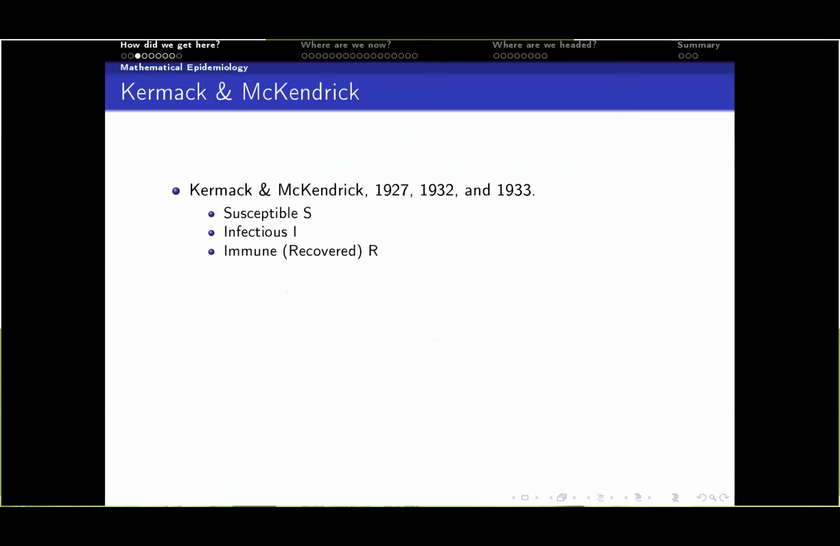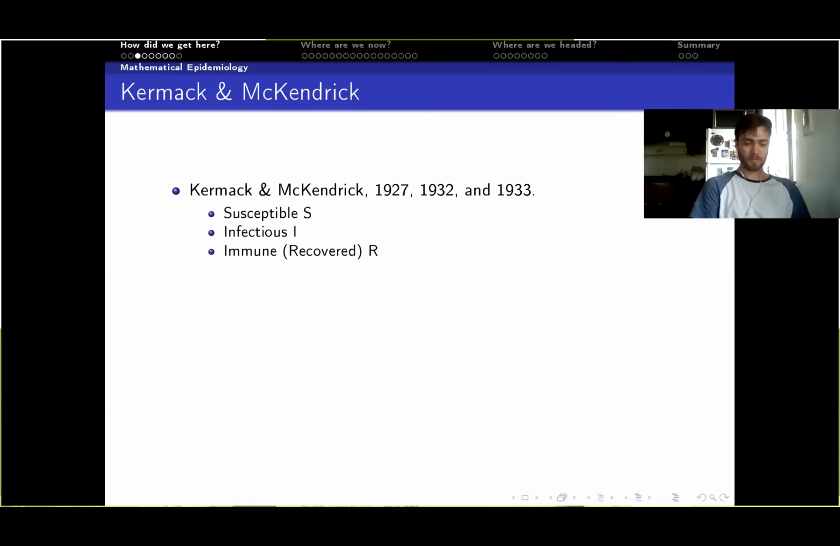Okay, so what I thought I'd start off with in the beginning was to describe where a lot of the mathematical modeling came from, and it goes back to the 20s and the early 30s with two physicians in the UK, in 27, 32, and 33. Their model in the original papers was much more sophisticated. It was actually an age-structured PDE model. But at the end of the day, when they wanted to do computations, they could simplify it to multiple categories.